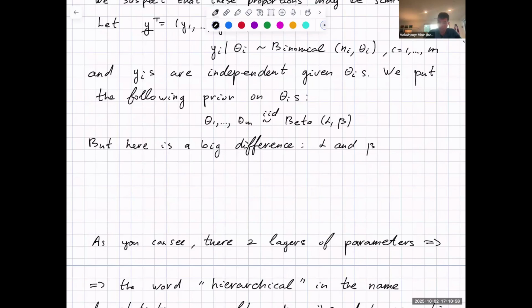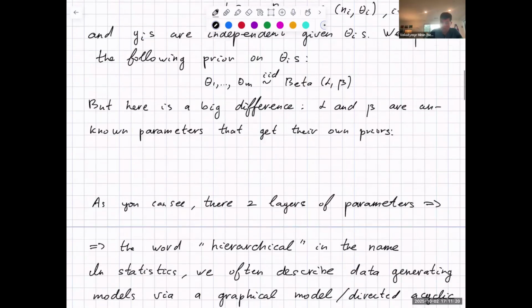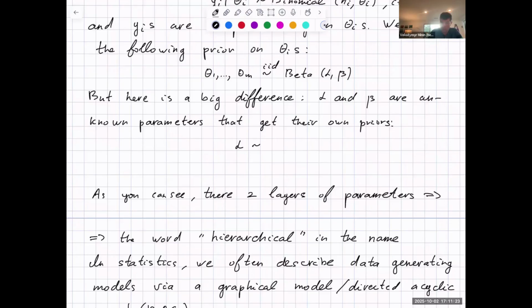So alpha and beta are unknown parameters that get their own priors. They can be really anything, but I'm going to be consistent with the code that I'm going to show in a second, where I'm assuming alpha comes from an exponential distribution with some rate specific to alpha, and beta will come also from an exponential distribution with some rate specific to beta. But this is quite arbitrary. And actually, in this case, the prior influence is minimal, so you could play with the prior and not much will change, it turns out. So that's the big difference.